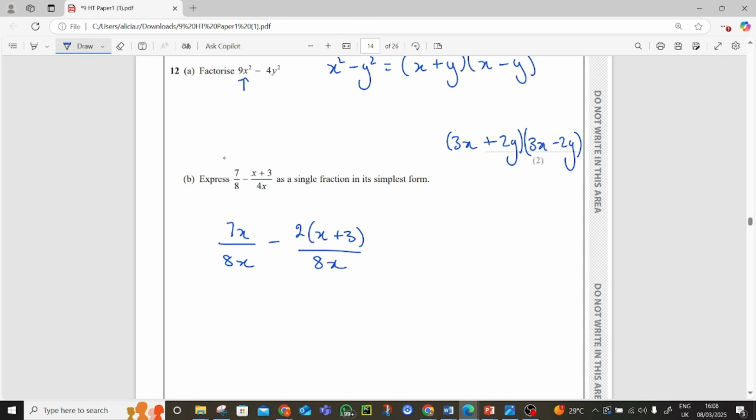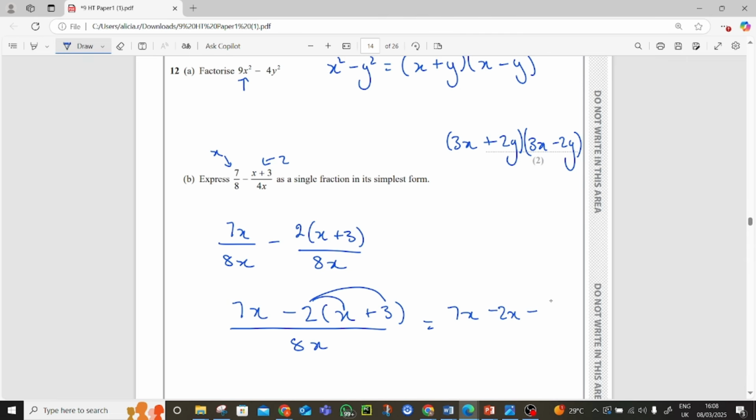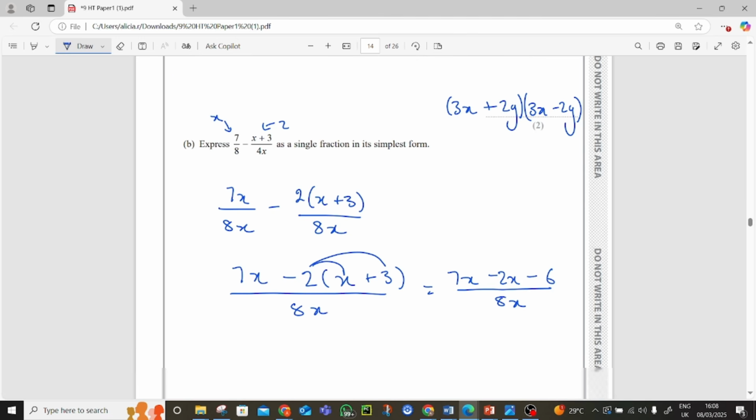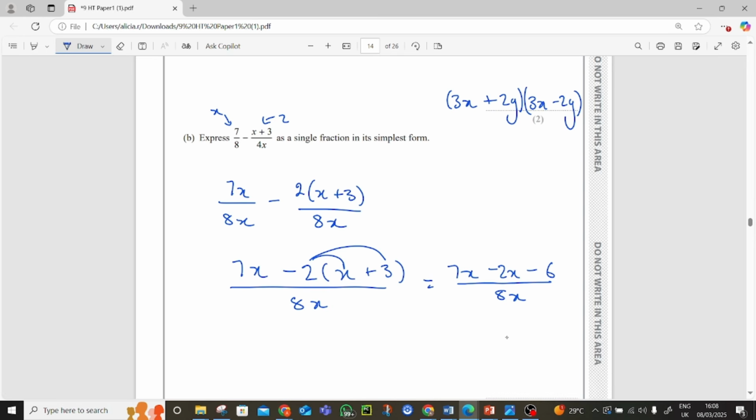And so you can see here, by multiplying this one by x and multiplying this one by 2, I have them both over 8x common denominator. So now I can do the subtraction. So I have 7x minus 2x plus 3 all over 8x. And then I want to simplify this. So to do that, I'm going to expand this bracket. So this is 7x minus 2x minus 6 all over 8x. And then I can collect together that 7x and the 2x. And so we have this as being 5x minus 6 over 8.